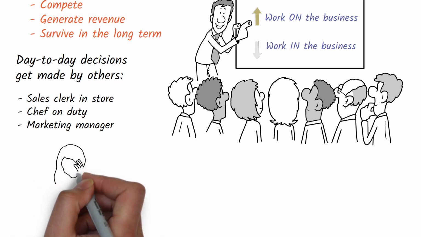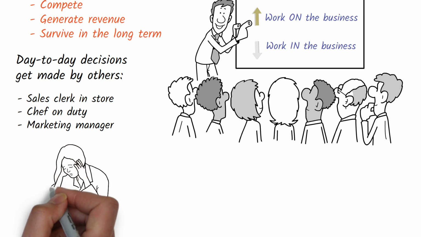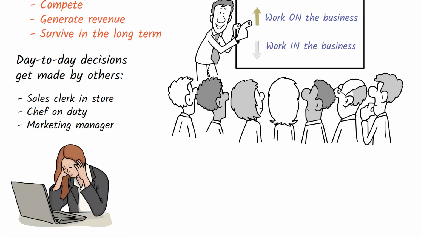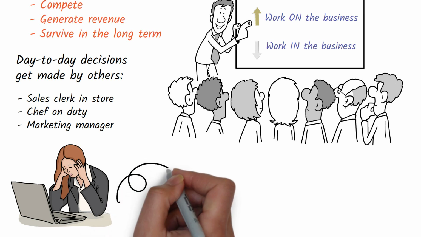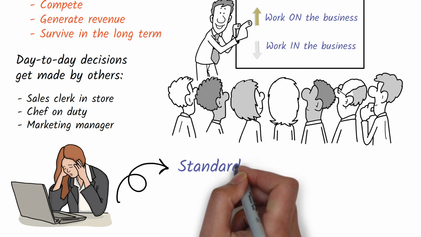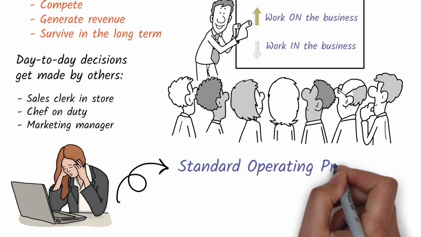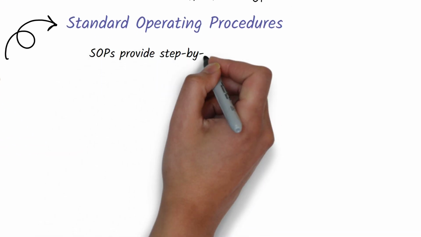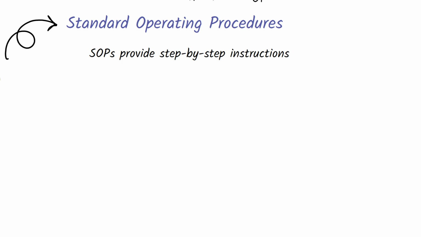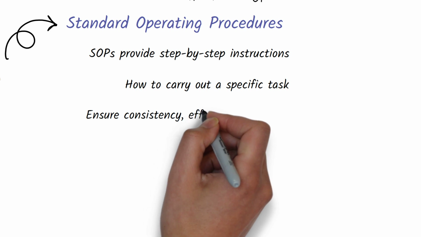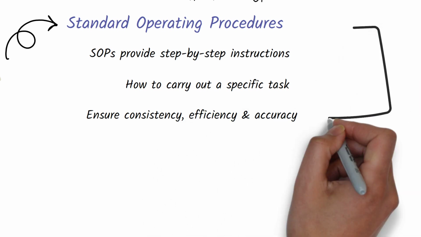These operational decisions are critical to the success of the business. But if a business owner is having to micromanage decisions made at every level of the business, they're committing themselves to an overwhelming and unsustainable workload that can lead to burnout. That's where our standard operating procedures come in. These are the step-by-step instructions that describe how to carry out a specific task or process in a consistent and efficient manner. Standard operating procedures, or SOPs, are essential for small businesses as they help to ensure that tasks are performed consistently, accurately, and efficiently.